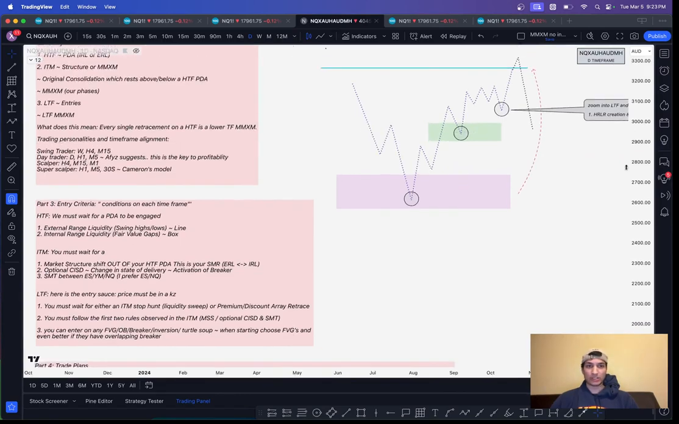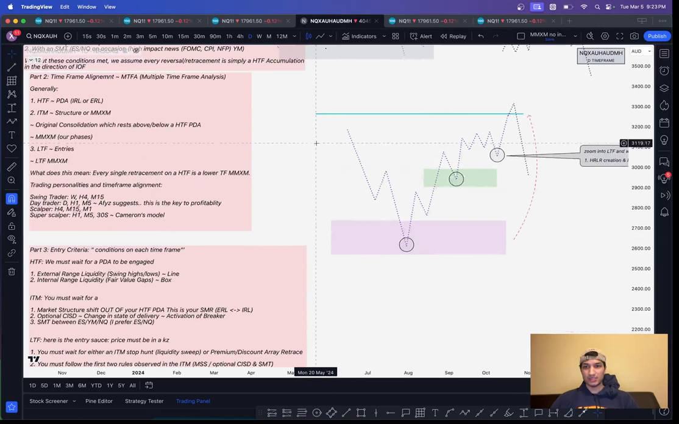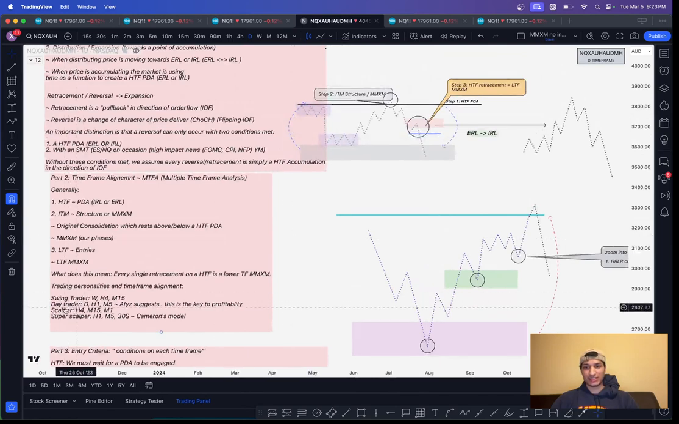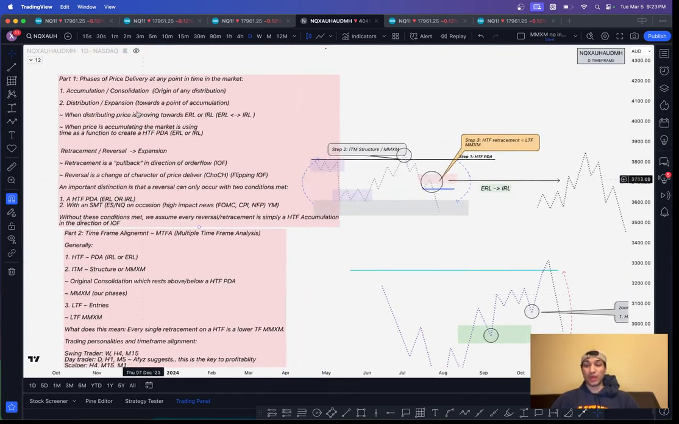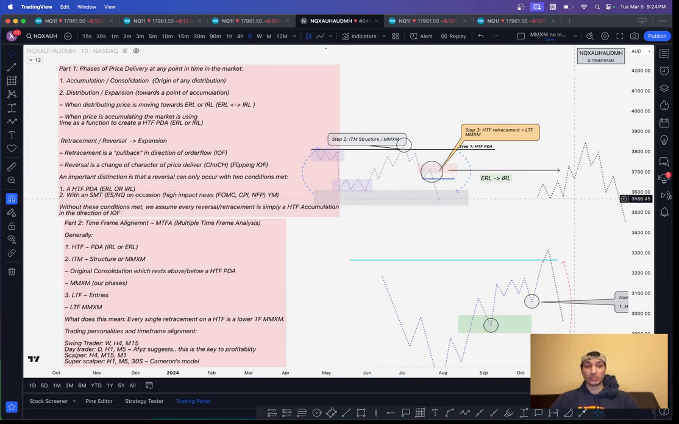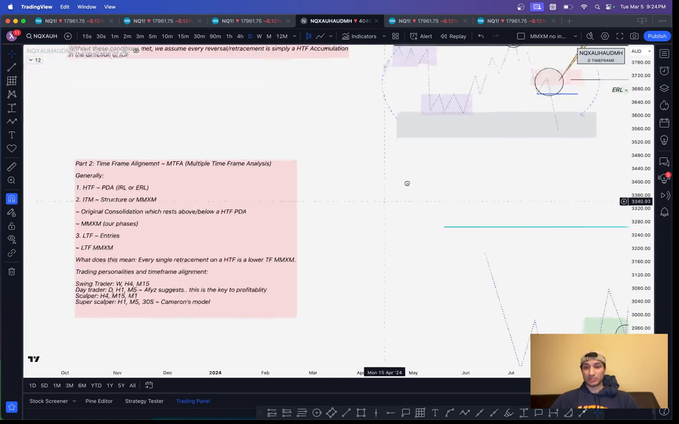Okay, great questions. So now we want to look at entry criteria. We've framed what time frames we're going to be using, right? These are the 4 personality types, and I suggest being the day trader. And we've also framed the phases of price delivery. We're either expanding towards old consolidations, or we're simply consolidating. Only 2 things. Resting below or above old consolidations in the market, right, is a higher time frame PD array. So now you know.